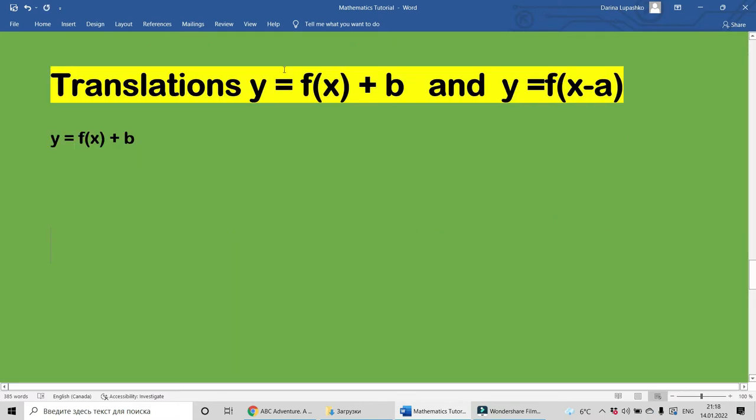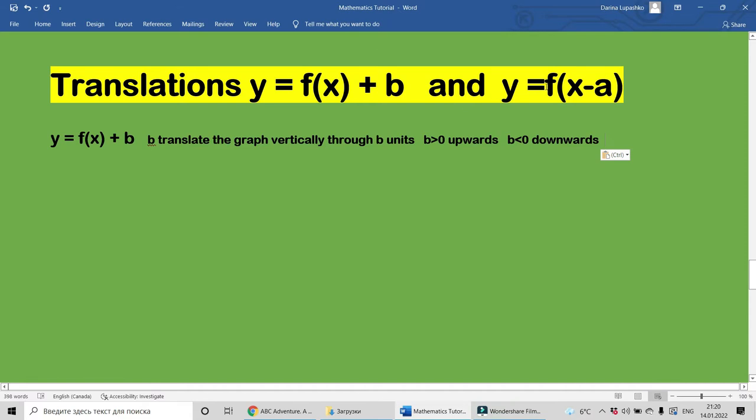Let us see first what those translations mean. Translation y equals f of x plus b: if we have some graph f of x, then when you add this b, you are sliding the graph vertically by b units. If b is positive, we are sliding up. If b is negative, we are sliding down. So b translates the graph vertically through b units.